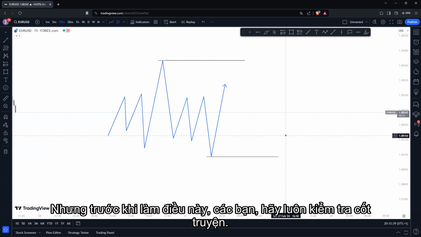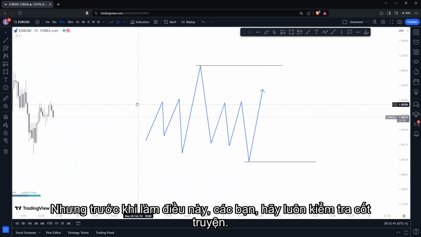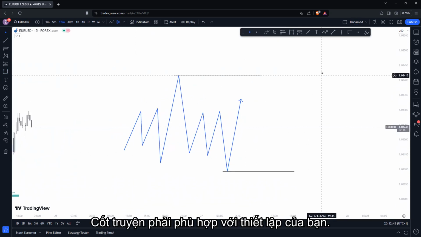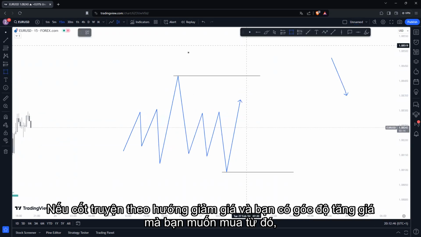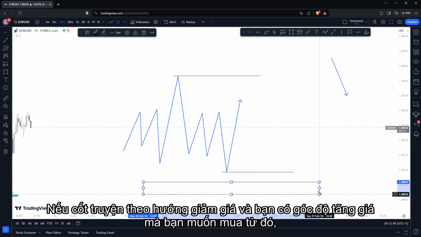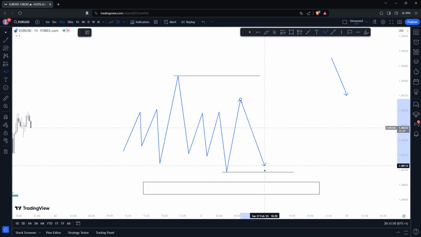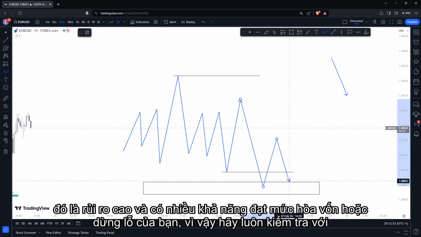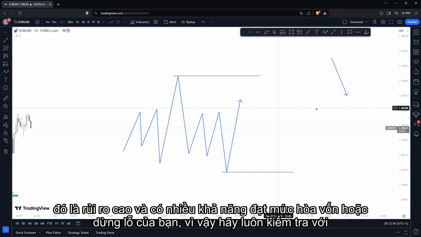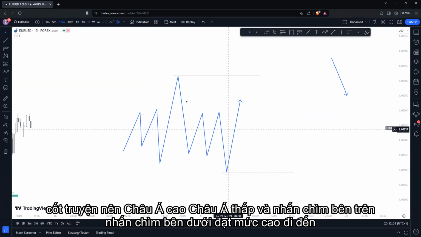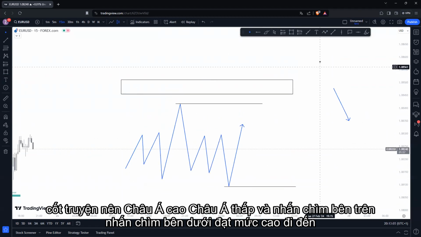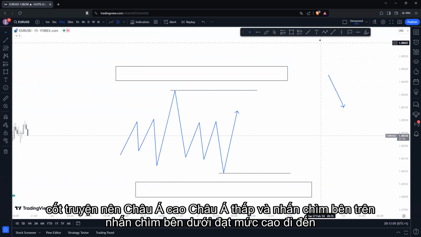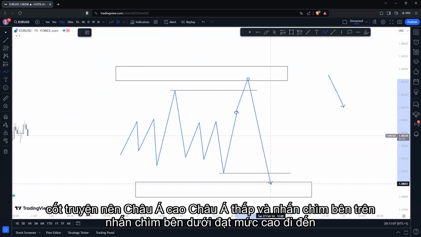But before you do this, guys, always check with storyline. Storyline has to align with your setup. If the storyline is bearish and you have a bullish engulf that you want to take a buy from, it's high risk and it's more likely to hit your break even or stop loss. So always check with storyline. So Asian high, Asian low, and engulf above, engulf below, takes the high, goes to the bottom.